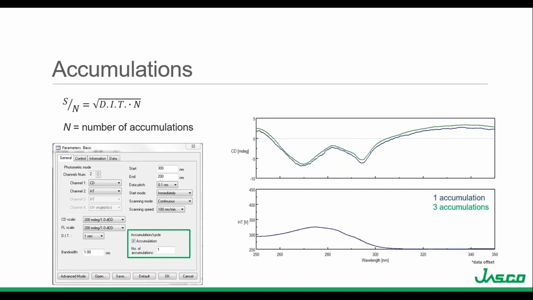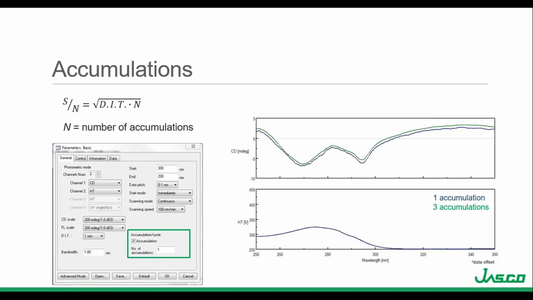The spectra on the right show a single scan in blue and 3 accumulated scans in green, and the data has been offset to see the differences in these two spectra. But you can see that the accumulated scan in green has a better signal to noise than the single scan shown in blue.